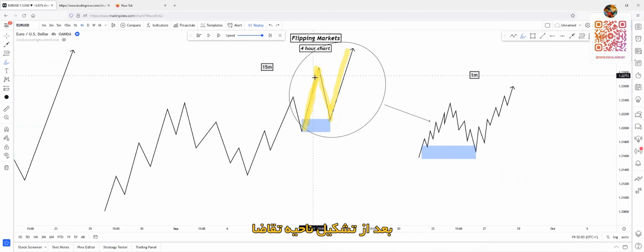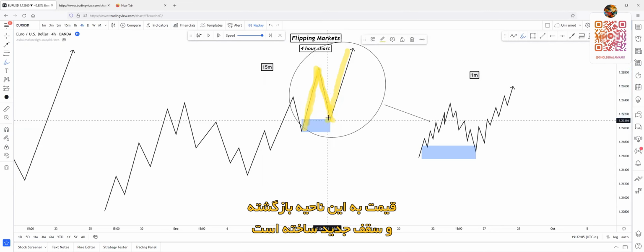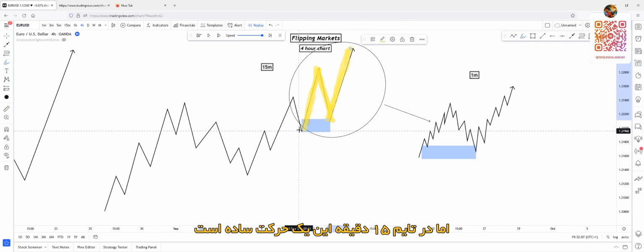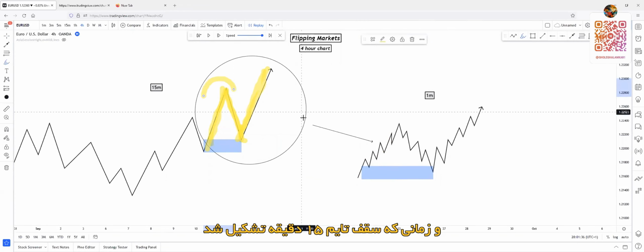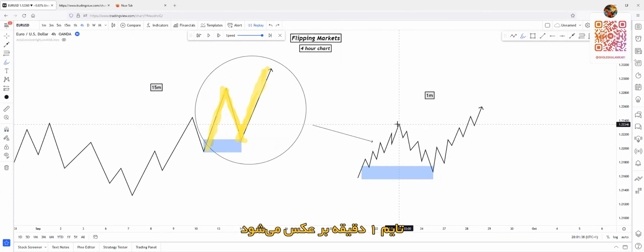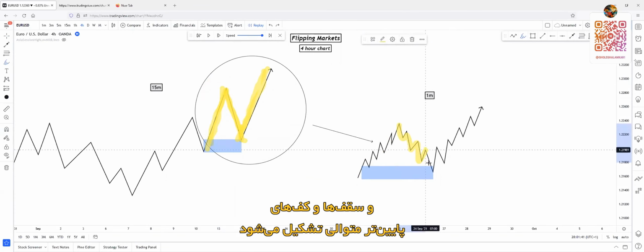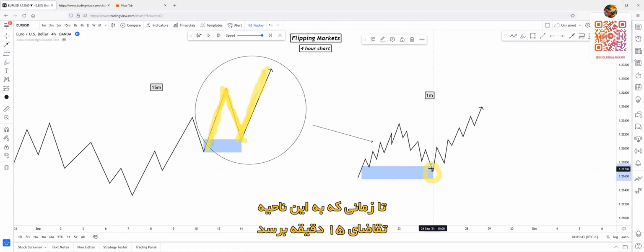After a demand zone has been created, price came back to this zone and created a new high. On the 50-minute, it will look like just 3 simple legs. But on the 1 minute, it will create a series of higher highs and higher lows. And after the 15-minute high point has been reached, the 1 minute chart will reverse and it will create a series of lower lows and lower highs down to this 15-minute demand zone.